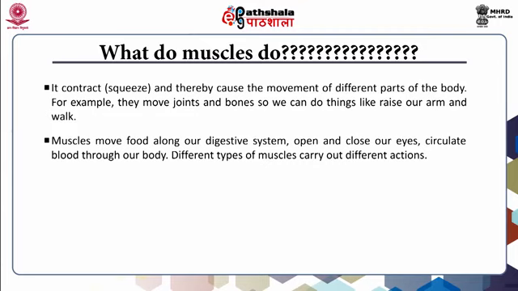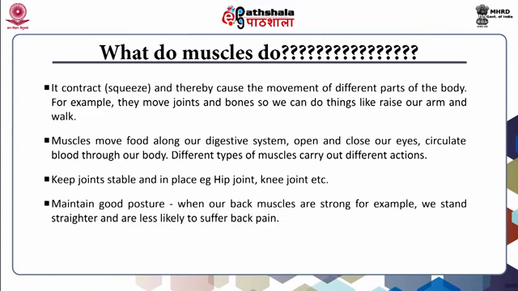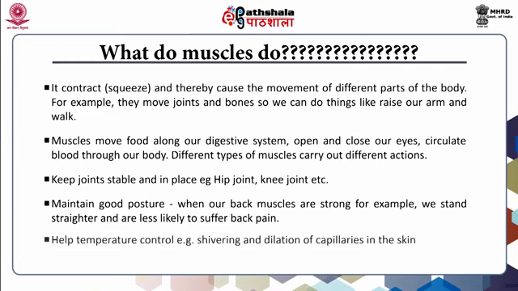Different types of muscles carry out different actions. They keep joints stable and in place, for example the hip joint, knee joint, etc. They maintain good posture. When our back muscles are strong, for example, we stand straighter and are less likely to suffer back pain. They also help in temperature control, for example, shivering and dilation of capillaries in the skin.